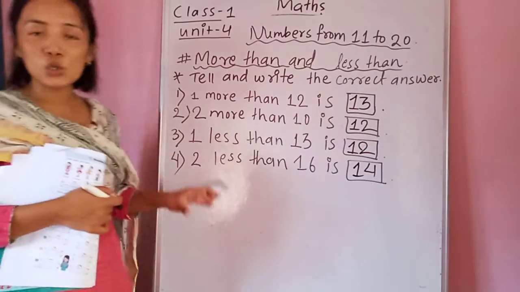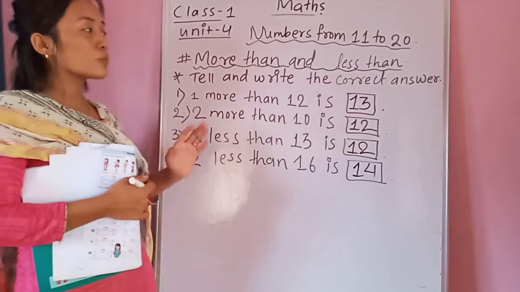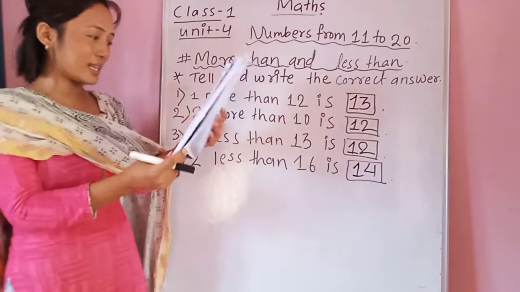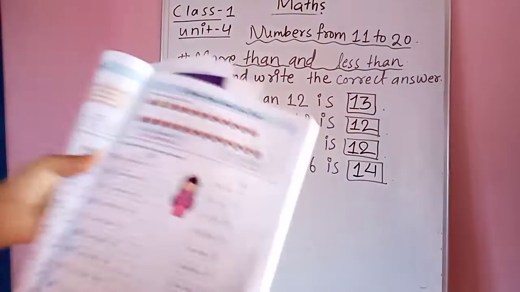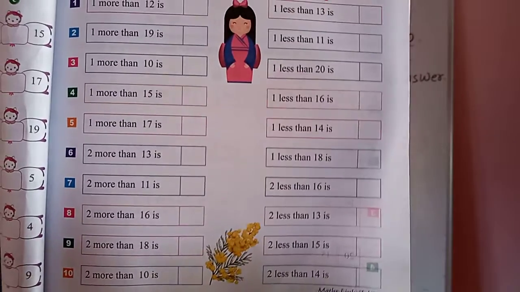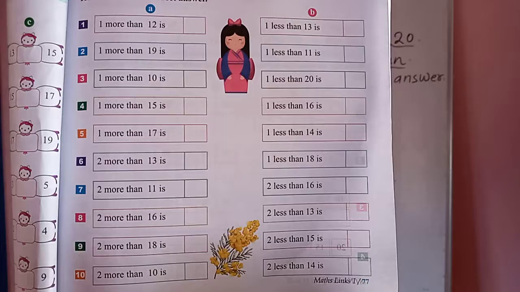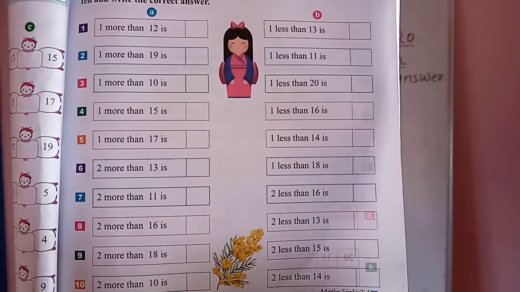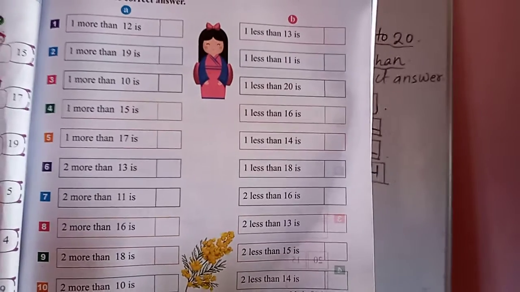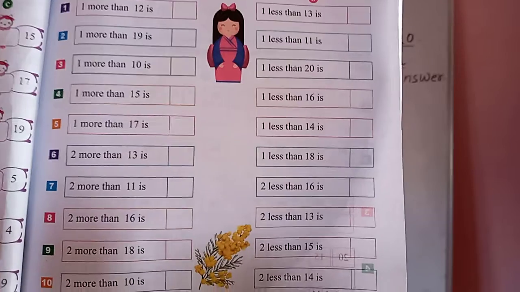I hope you have understood, and there are lots of questions in your Class 1 book that you have to solve in your book as well as your copy. I hope you will solve them. So look here, there are lots of questions. On the left side, all the questions relate to more than, that means you have to add, so the number will increase. And on the right side, all the questions relate to less than, that means you have to subtract by 1 or 2.